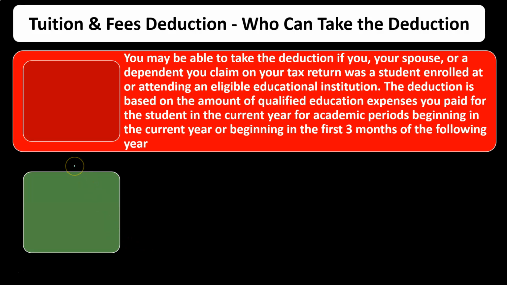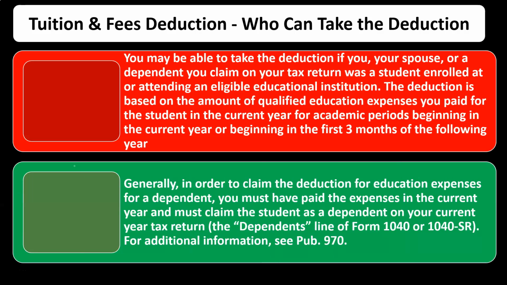So you may be able to take the deduction if you, your spouse, or a dependent you claim on your tax return was a student enrolled at or attending an eligible educational institution. The deduction is based on the amount of qualified education expenses you paid for the student in the current year for academic periods beginning in the current year or beginning in the first 3 months of the following year.